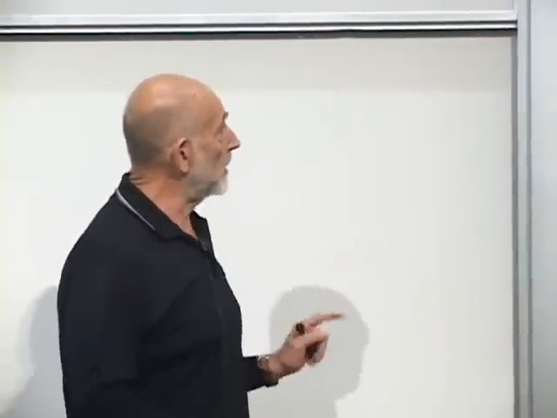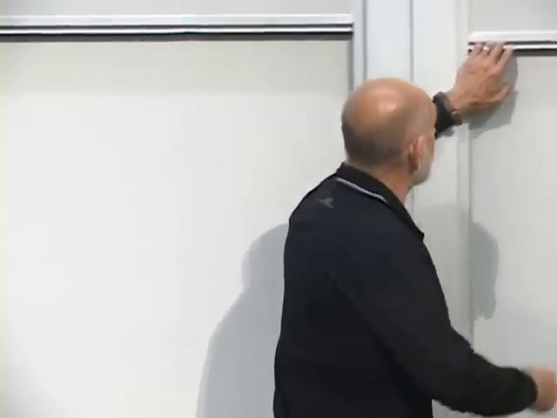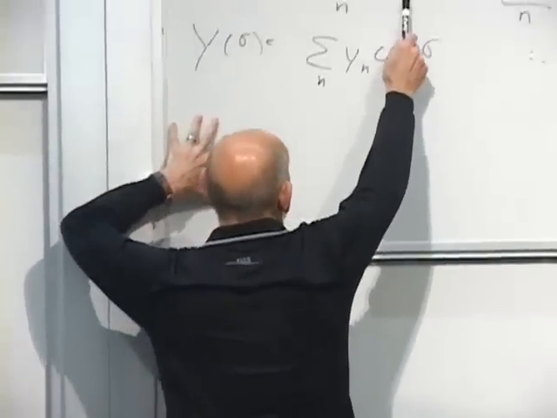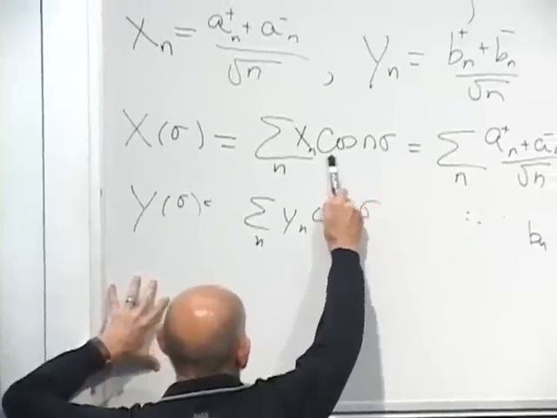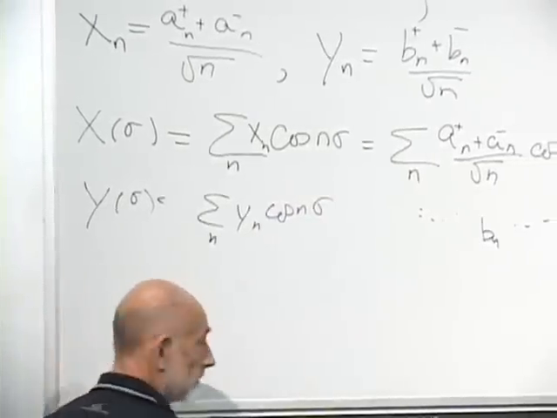I don't want you to ask me philosophical questions about the meaning of life. The x sub n is a function also of sigma? No, no. X sub n's are the Fourier series coefficients. All of the sigma dependence is here. This is the sigma dependence.